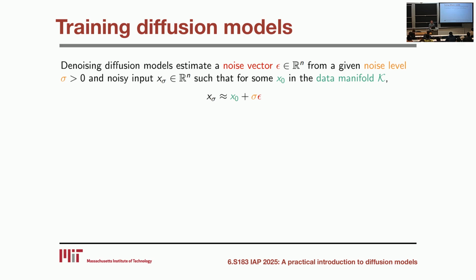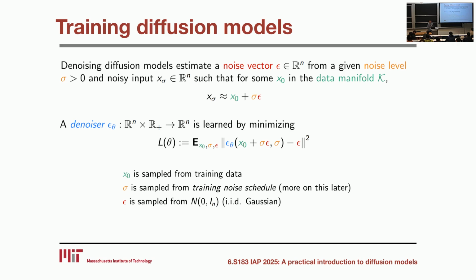And what the diffusion models try to do is to predict the direction of the noise, given the noisy input as well as the noise level. This is quite important. It takes in both the noisy input and the noise level, and it tries to predict epsilon, which in this case is the noise direction, by minimizing some square loss. You can think of it as a supervised learning problem, where you're trying to predict the noise direction from the noisy image or noisy data.